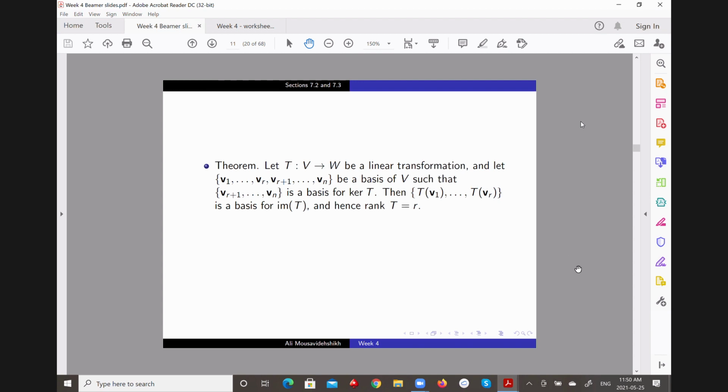So if at any time you pick a basis for V such that some of the vectors are a basis for your kernel, then the rest of the vectors will automatically be a basis for your image.